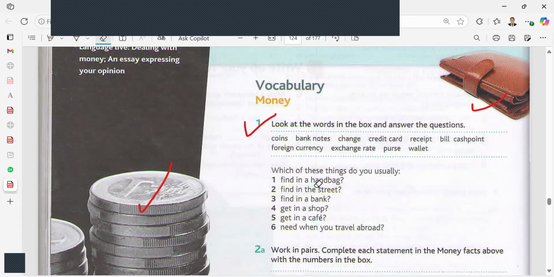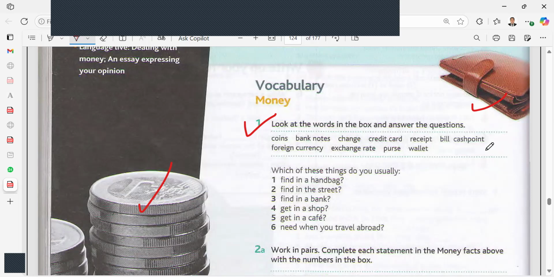Okay? Which of these things do you usually find in a handbag? Coins, credit card, banknotes, I think. You know, what else? Credit card. Okay. Maybe foreign currency. Maybe in your purse, maybe your wallet, handbag, right? Handbag, where you keep all your valuable stuff.